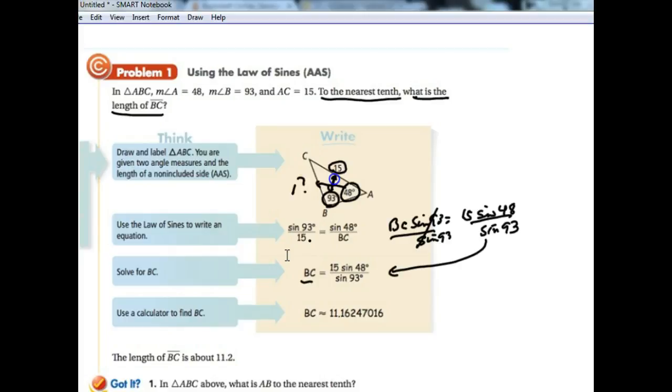So press 15 sine of 48, get an answer, and then divide that by the sine of 93. And what you're going to find out is you're going to get some answer like this. If we were to round that to the nearest tenth, as they ask, it would be approximately 11.2.